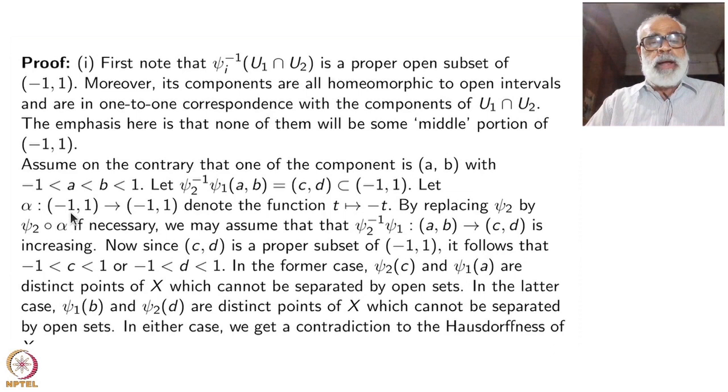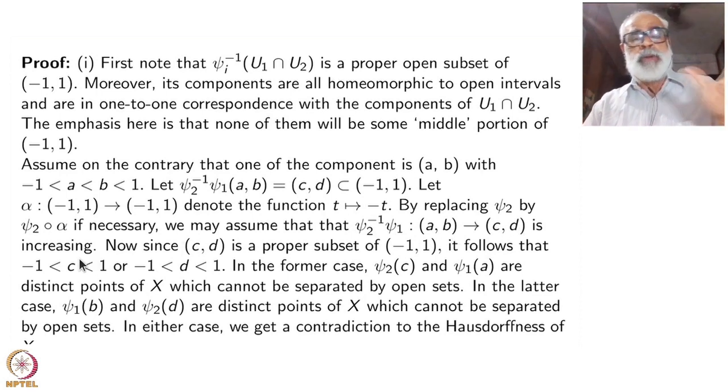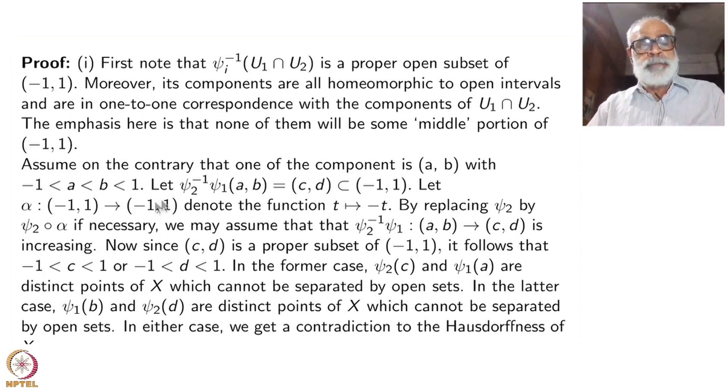So let alpha from (-1, 1) to (-1, 1) denote the function t going to -t, the reflection. I don't want to change psi 1. Replacing psi 2 by psi 2 composite alpha, if necessary, I could have taken any other homeomorphism, right? We may assume that psi 2 inverse psi 1 from (a, b) to (c, d) is increasing, that is, order preserving. If it's order reversing, I will do this. If it's preserving, I will not change it at all. Don't change it unnecessarily.